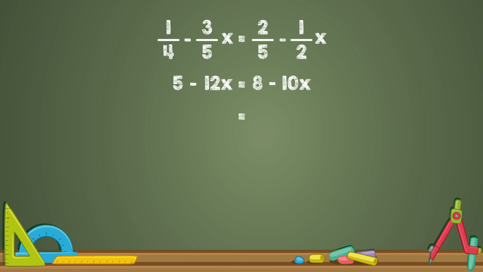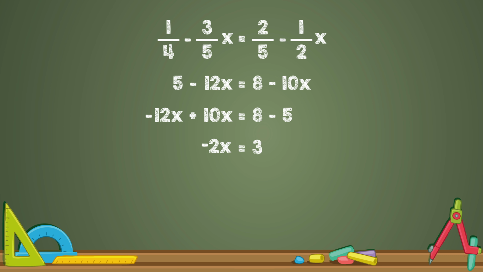All terms with an x are placed in the left-hand side, all terms without an x are placed in the right-hand side. Minus 12x and 8 just remain, we move 5, so that becomes minus 5, and also minus 10x we move, that becomes plus 10x. We calculate the left-hand side and the right-hand side. Minus 12x plus 10x equals minus 2x. And 8 minus 5 equals 3.